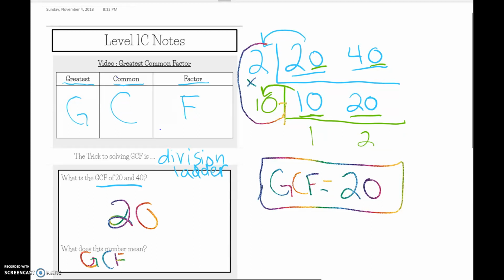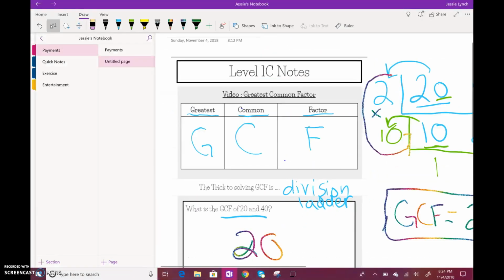Okay, now you have some practice to try on the next page. Feel free to use this division ladder method. If you need a little bit more practice or need to go back and look at this video again, feel free. But otherwise, go ahead and give it a try. And good luck.